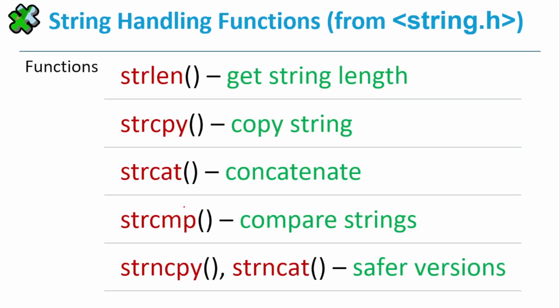String handling functions from string.h. The string.h library provides many built-in functions that operate on character arrays. These functions allow you to copy, compare, concatenate, and measure the length of strings, enabling powerful text processing in C. At the end of the video, we will go through practical examples for each of these C string functions.